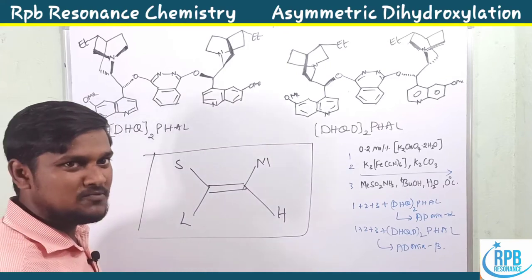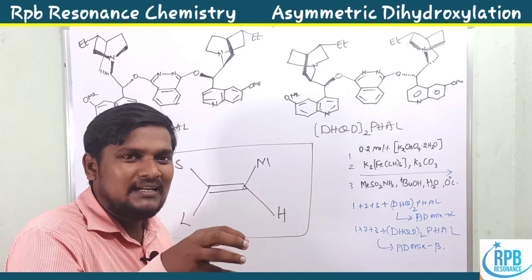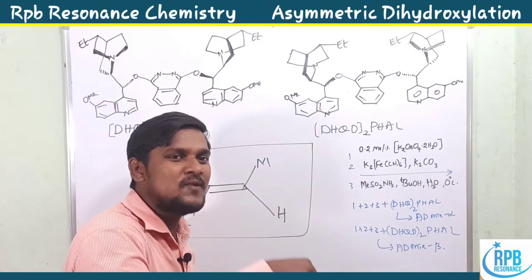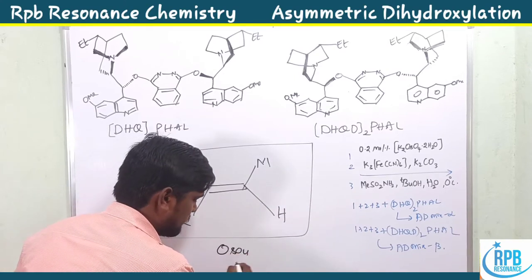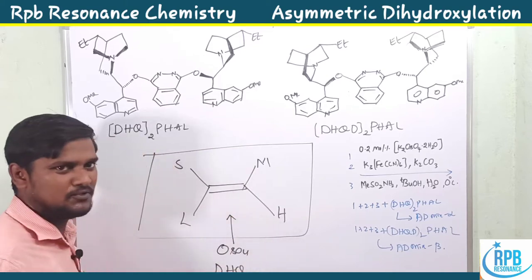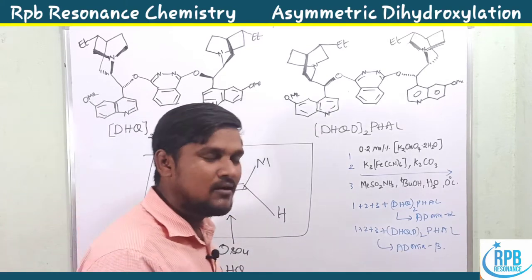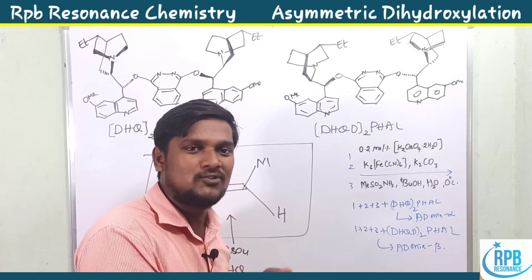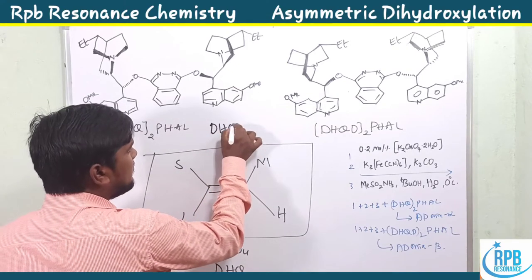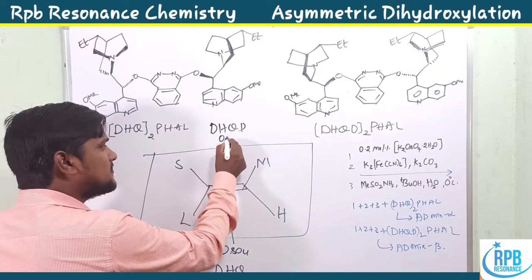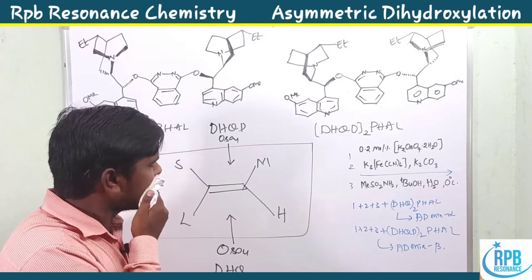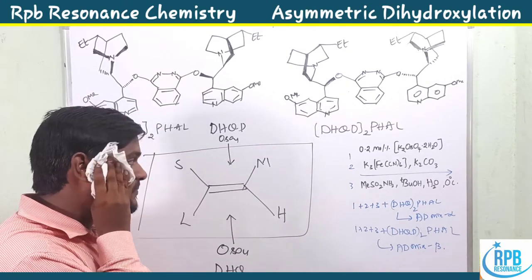In this type of arrangement of olefin, whenever we use DHQ twice PHAL, that kind of chiral ligand sends the osmium tetroxide to the bottom side. So DHQ will send the osmium tetroxide toward the bottom side, and then we will get both dihydroxyl groups below the plane. But in the presence of DHQD, it sends the osmium tetroxide toward the top side of the olefin. That's why it gives the two hydroxyl groups at the top.